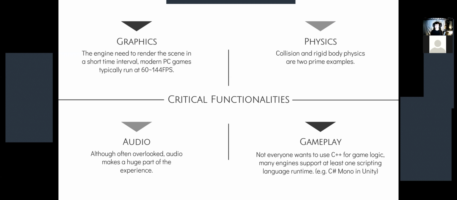We have physics. When programming in Unity, you have probably encountered something like collider box and rigid body. The collision and rigid body physics are two prime examples of physics that a lot of games use. And of course, there's something like ragdolls or 2D physics, which is focused on just handling the 2D boxes colliding into each other.